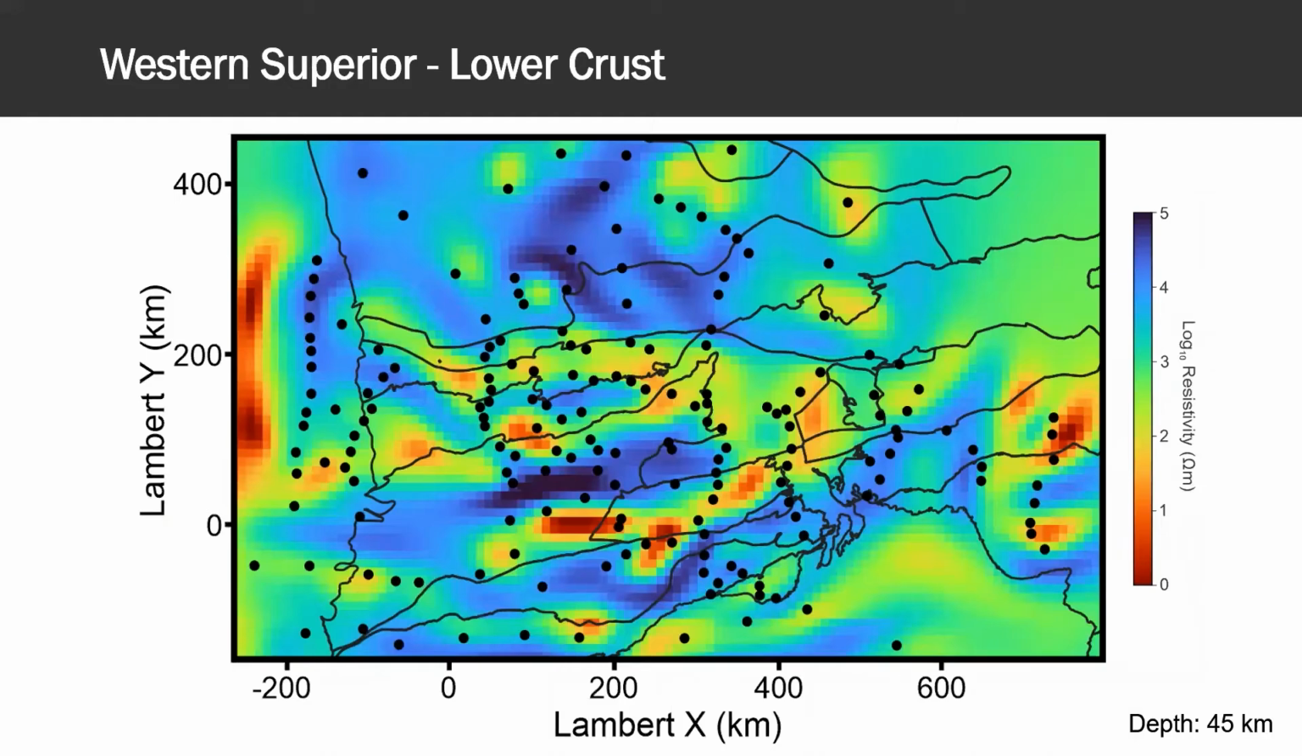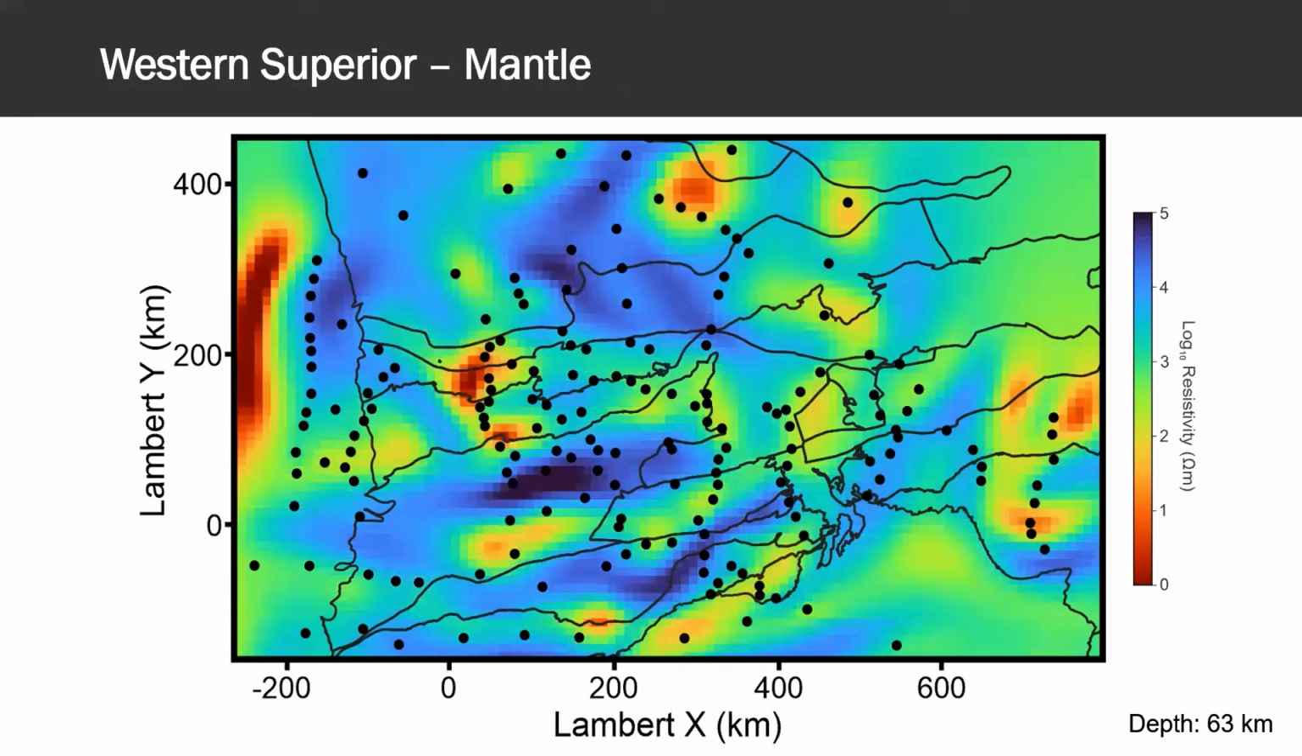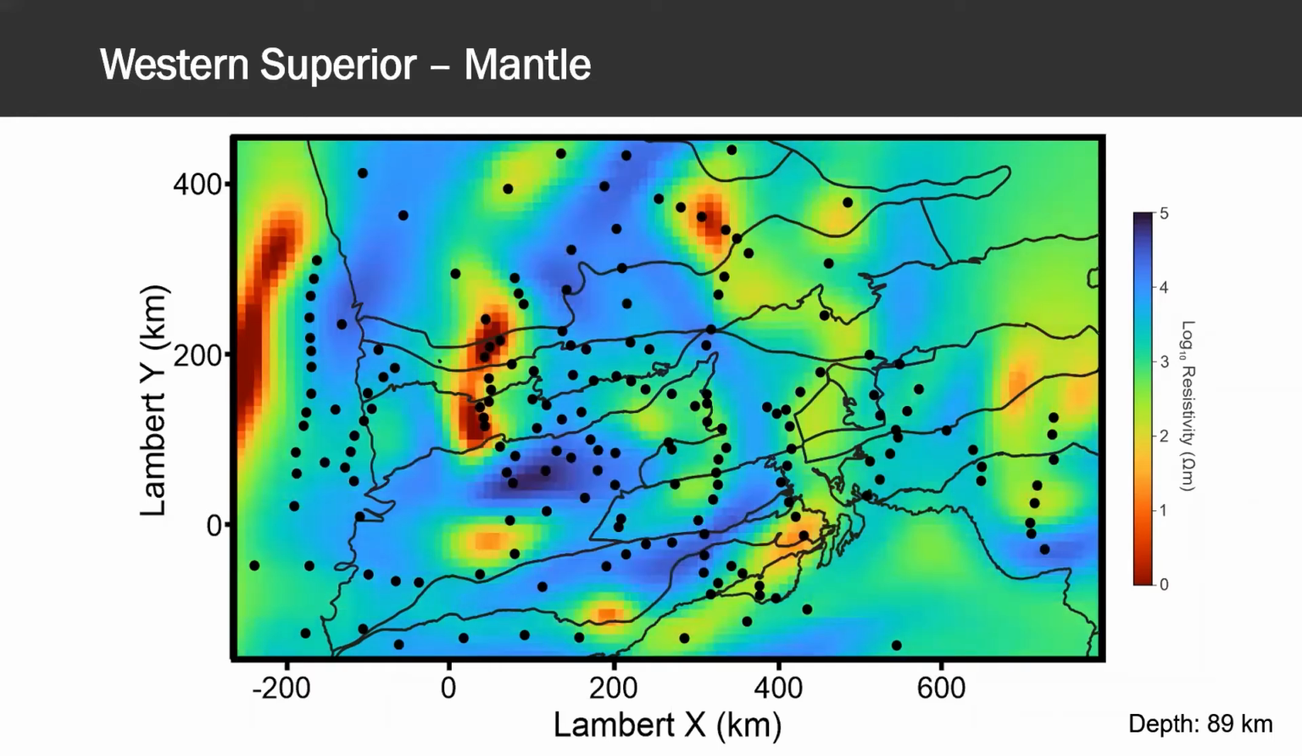So moving on now from the crust into the mantle, starting again at the slice at 45 kilometers depth, just so we remember where we're at. Moving one step deeper to 63 kilometers depth, our curvilinear subprovince following the conductors starts to fade and shift a little bit. By 89 kilometers depth, the character of the model has changed quite a bit, with the largely east-west trending features in the crust morphing into more north-south trending features.